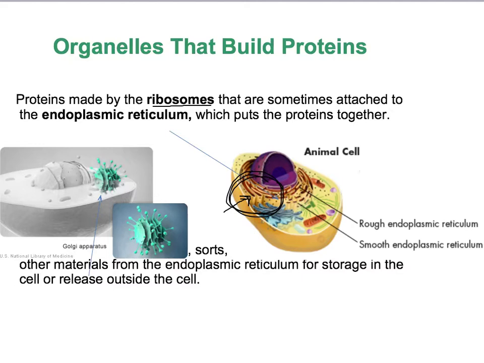Then the proteins are sent to the Golgi apparatus, which is down here. Again, I'm not sure why my words are blocked out here. But the Golgi apparatus packages and sorts other materials from the endoplasmic reticulum for storage inside the cell or release outside the cell. So the Golgi apparatus is what decides, okay, we have these proteins that were sent by the endoplasmic reticulum, and they need to figure out where they need to go. Do they have a job to do inside the cell, or do they need to be released out of the cell? So that's what the Golgi apparatus does.